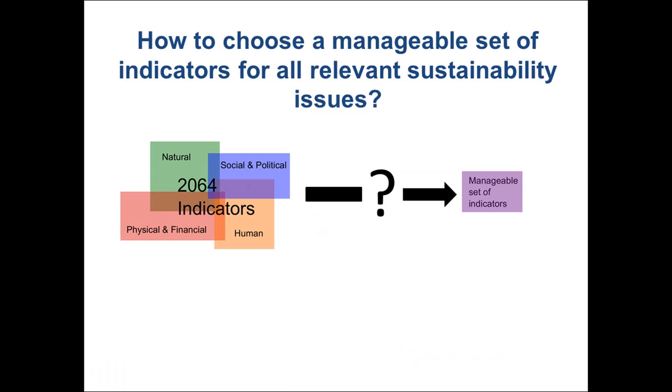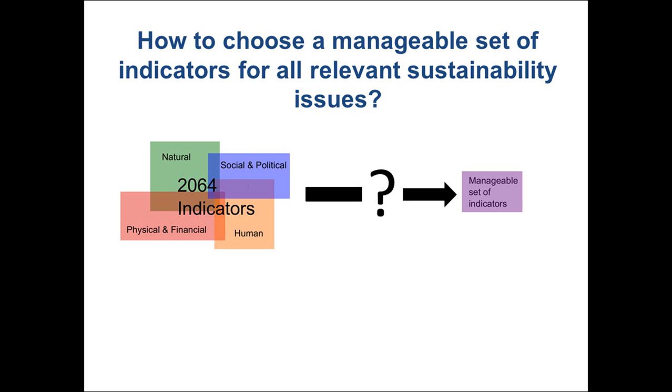Now, just to give this a bit of general context, our team has harvested a large data set of over 2,000 existing sustainability indicators from a number of existing global initiatives and data sets relevant to the sustainable sourcing of agricultural raw materials. These indicators provide information about different types of issues, including natural, human, social, political, physical, and financial issues, and many indicators are relevant to multiple categories.